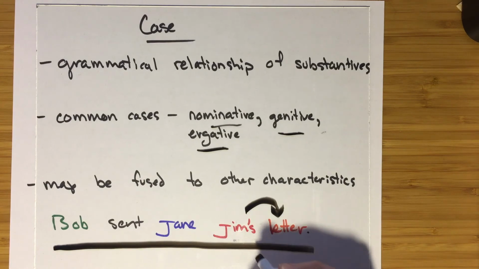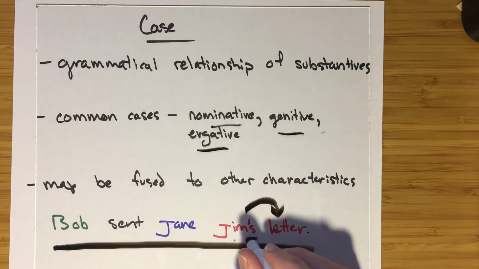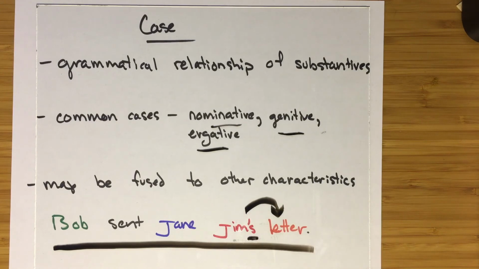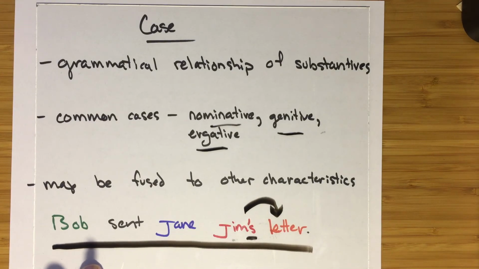In English, we don't do that for most of the cases. Genitive is kind of an exception here. We have this apostrophe S, but you understand the idea. The idea is that grammatical case is essentially the function of a noun or an adjective, usually, in a sentence.